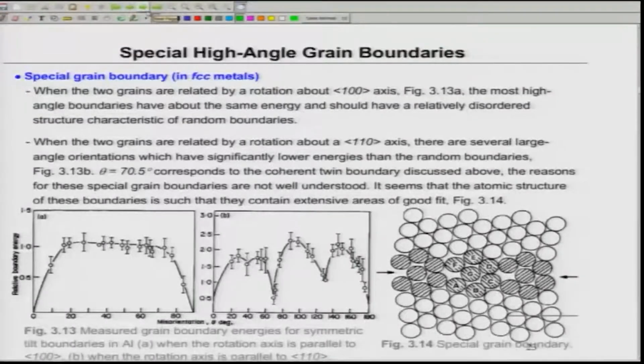Now, let us look in a little bit more detail at these special grain boundaries, and let us consider FCC crystals. When two grains in an FCC crystal are related by rotation along the 1 0 0 axis, okay, that is what is shown here. Now, most high angle grain boundaries have the same energy and should have a relatively disordered structure. That is mainly because these are random boundaries. Now, when the two grains are related by rotation about the 1 1 0 axis, there are several large angle grain boundaries which can have significantly low energies.